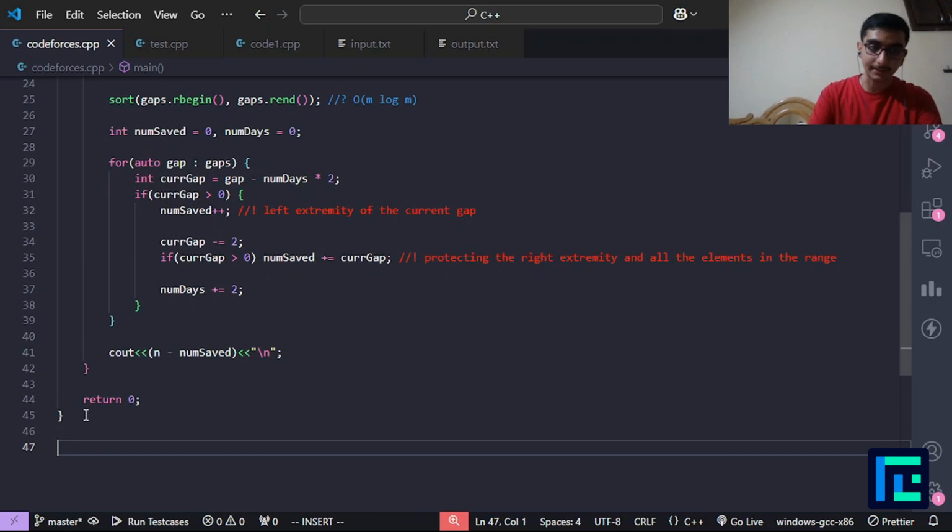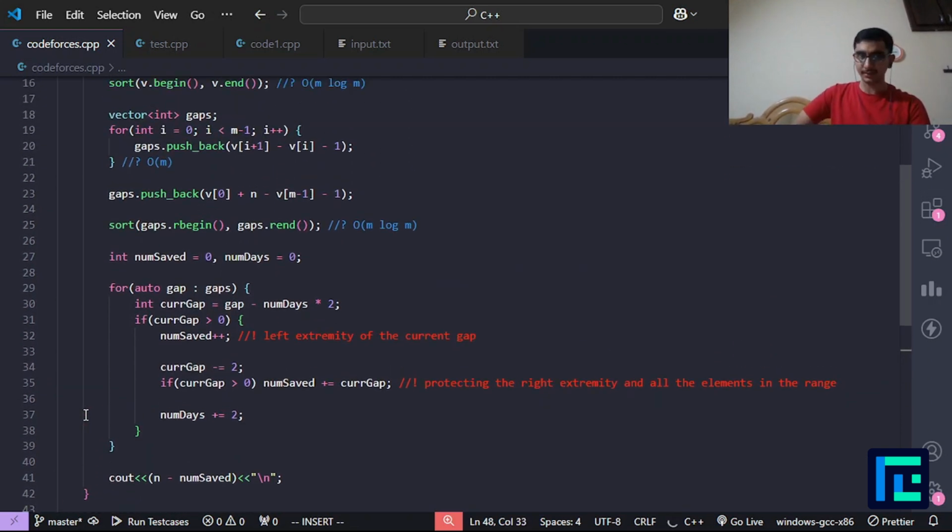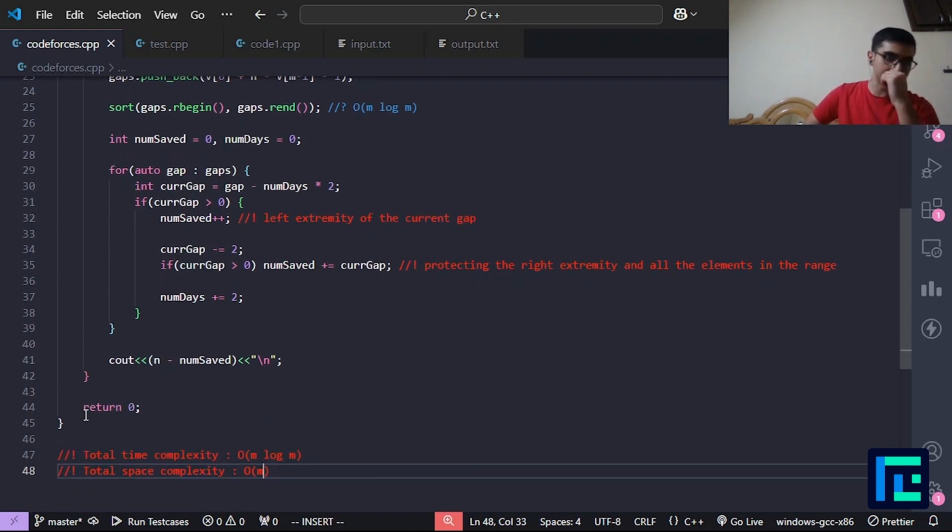So overall, if we see the total time complexity comes out to be O of m log m, and the total space complexity comes out to be O of m, because we are storing multiple vectors even though of size m, but still it would be some constant multiple of m which is still O of m because we are writing the asymptotic complexity, right?